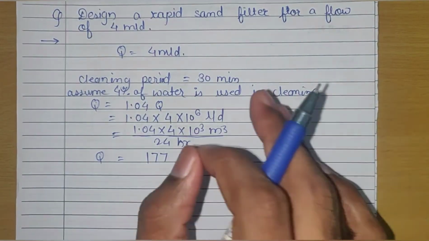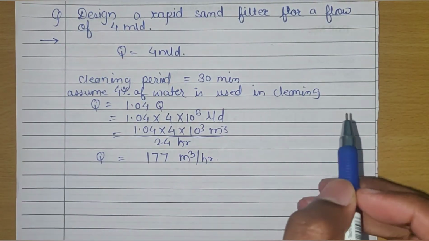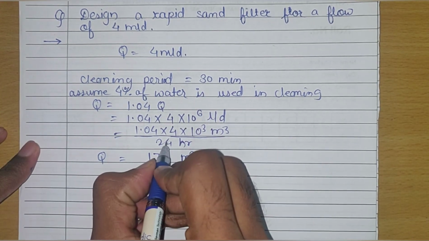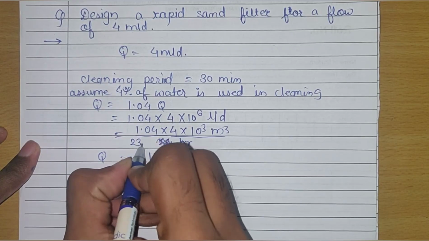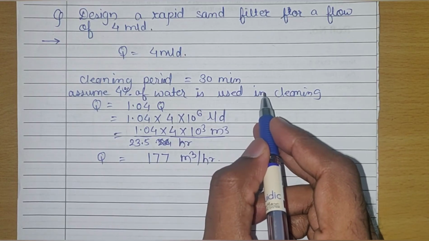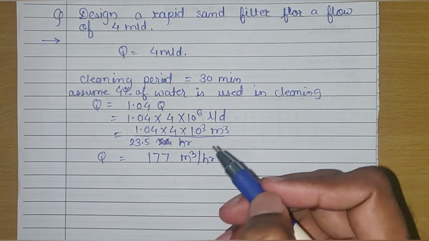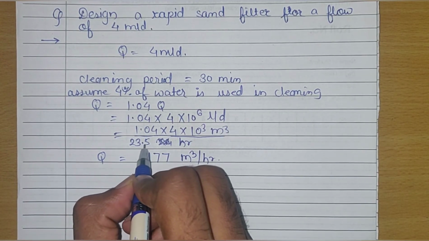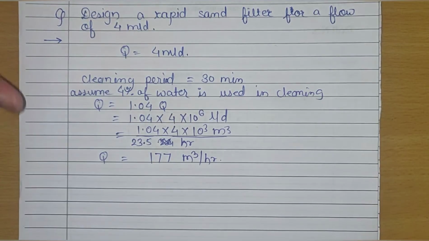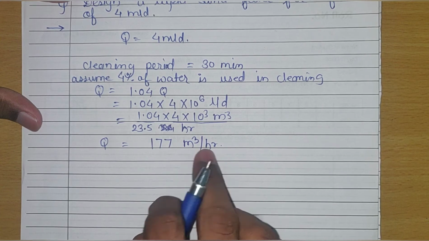doing the normal filtration of water for only 23.5 hours, because 30 minutes, that means half hour, is for cleaning. That's why here we have to take 23.5 instead of 24, because half hour is used for the cleaning of the rapid sand filter. That's why in one day the total working hours will be 23.5. So we have to divide the flow rate by 23.5 instead of 24, and after solving this, you will get the flow rate in meter cube per hour as 177.